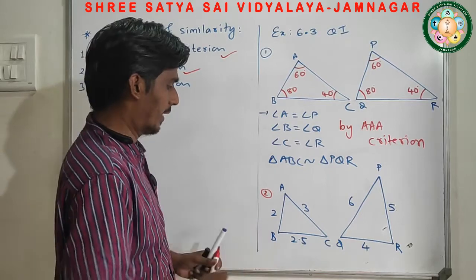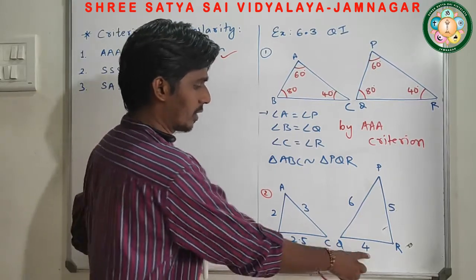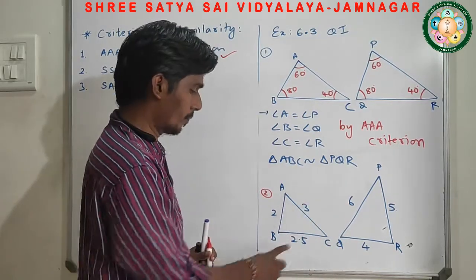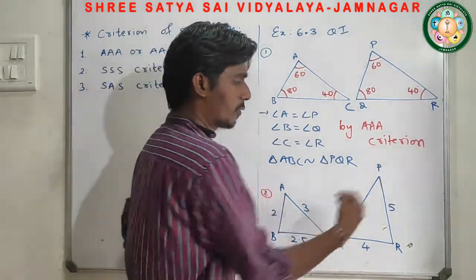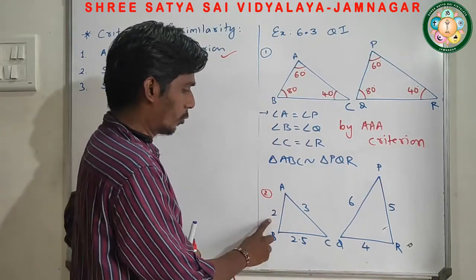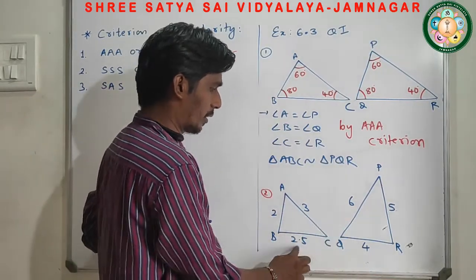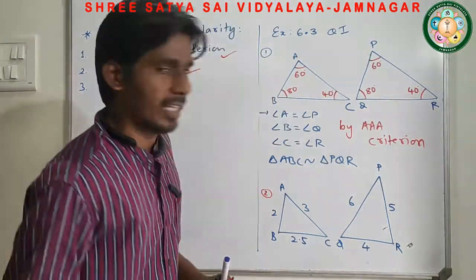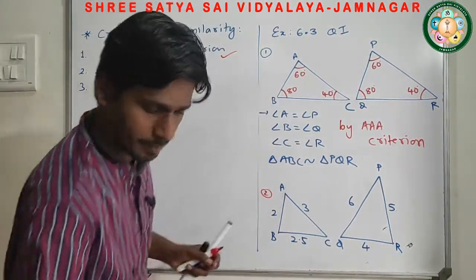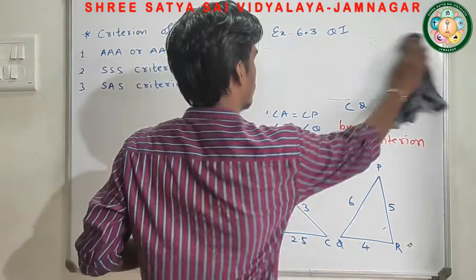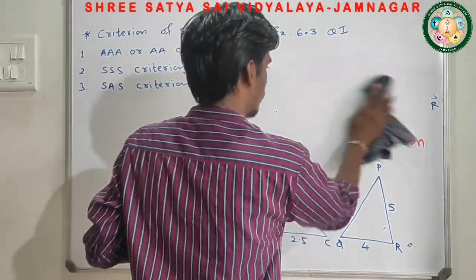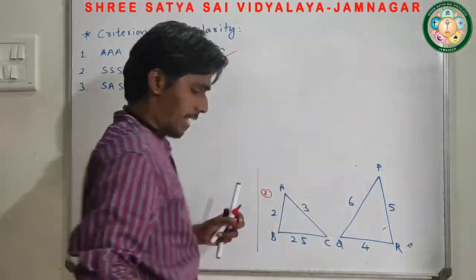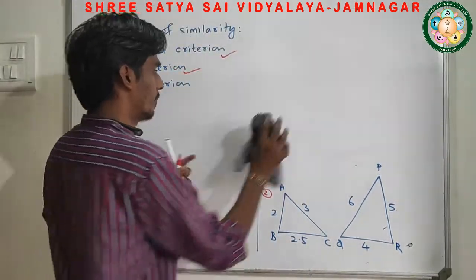Now if you arrange them, this is 2, this is 4, twice of it. This is 3, this is 6, twice of it. This is 2.5, this is 5, twice of it. So these 2, 4, 3, 6, 2.5 and 5 are paired with each other. So these are the corresponding sides. So let's write down the criteria for this one, as all the sides are given.